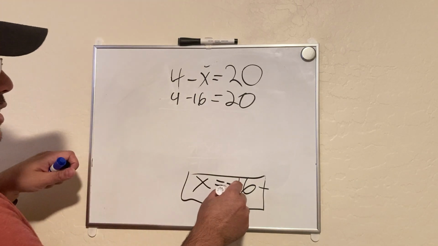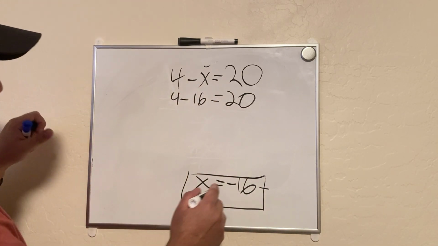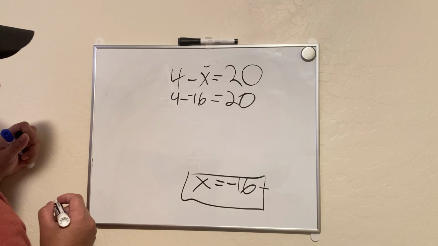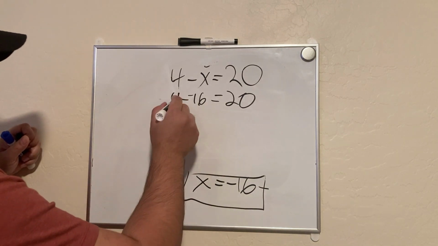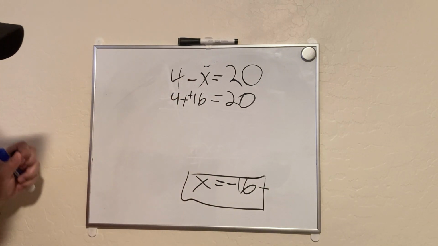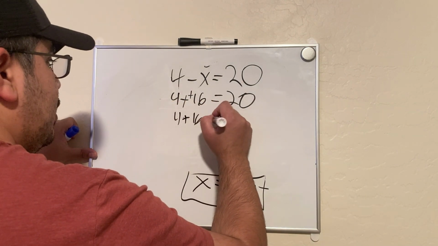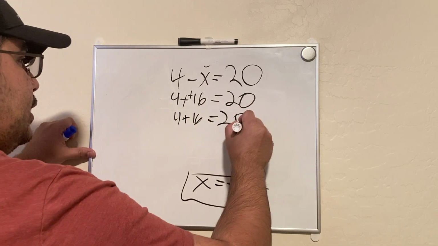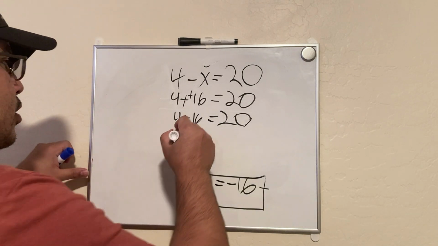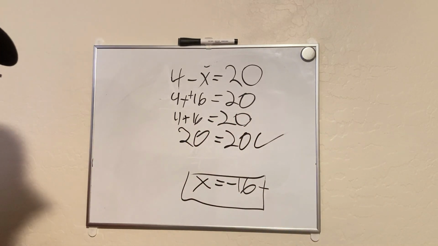Oh, but it's negative 16. We have to plug in a negative 16 here. So it's 4 minus negative 16. A minus of a negative is a positive, so we change those to plus. Essentially, it's 4 plus 16 equals 20. And that does, in fact, work, because 4 plus 16: 17, 18, 19, 20. 20 equals 20. Boom, that works. There we go.